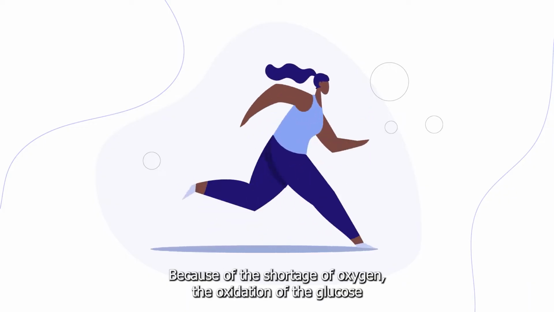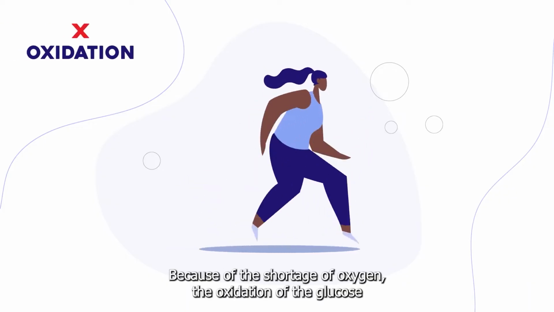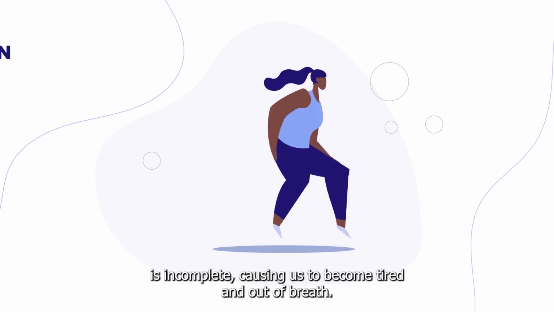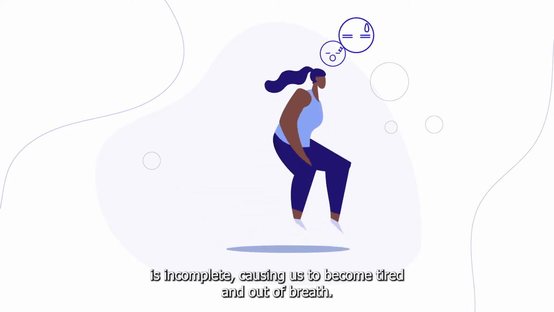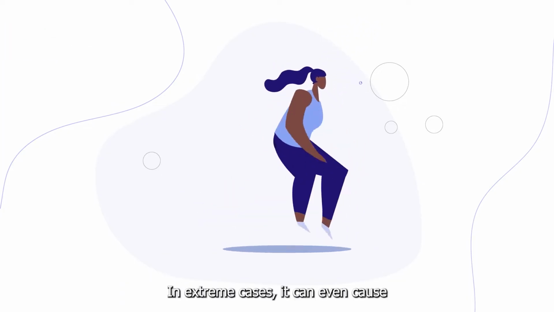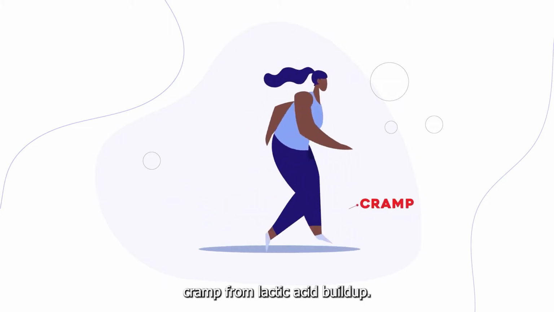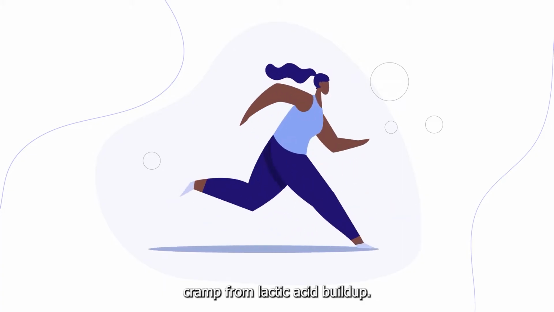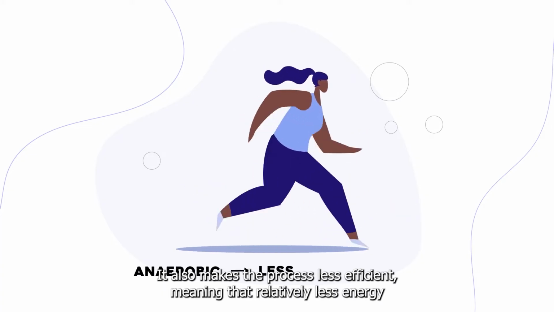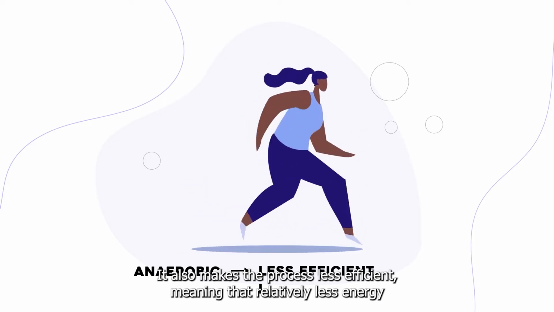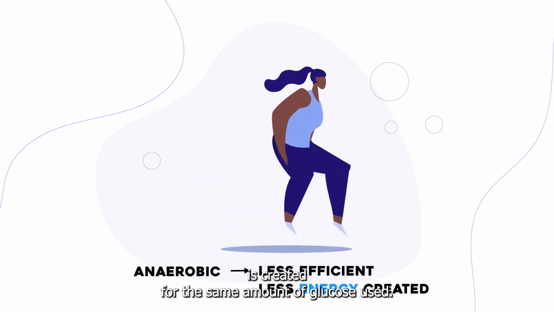Because of the shortage of oxygen, the oxidation of the glucose is incomplete, causing us to become tired and out of breath. In extreme cases, it can even cause cramp from lactic acid buildup. It also makes the process less efficient, meaning that relatively less energy is created for the same amount of glucose used.